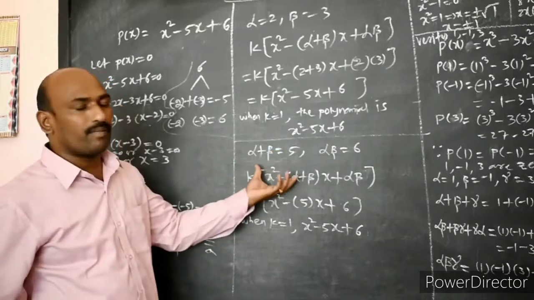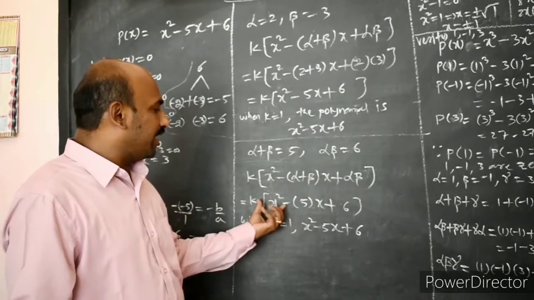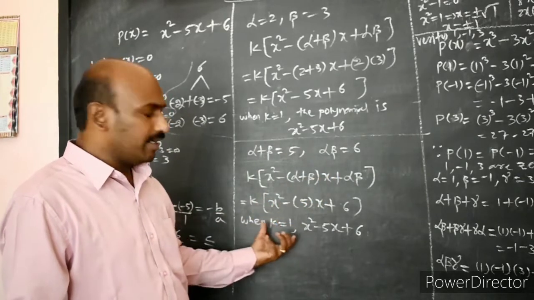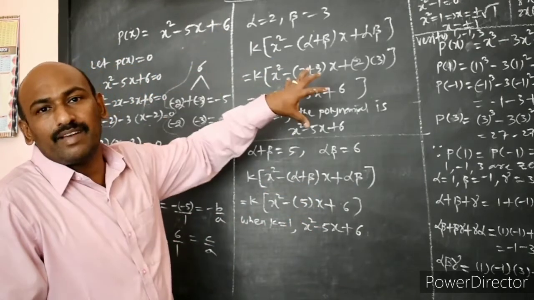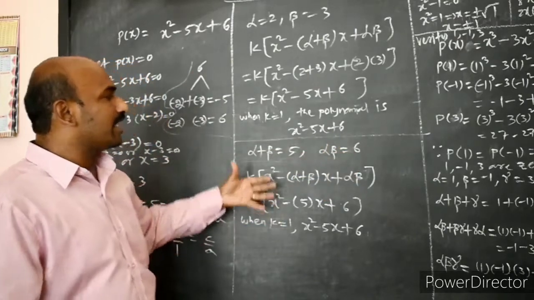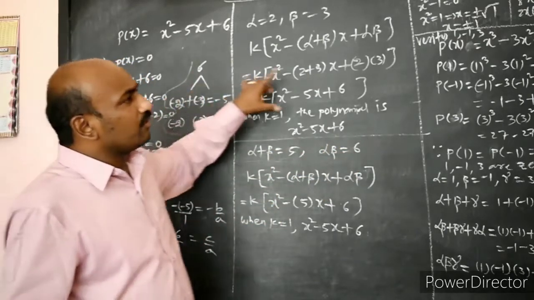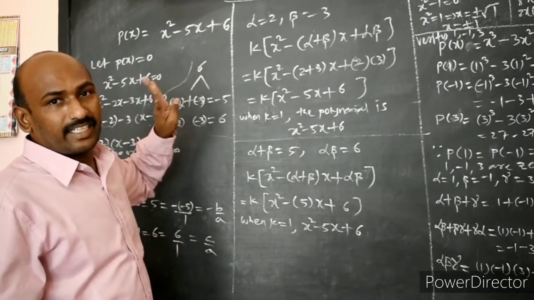By using the same formula, if we replace the sum of zeros and product of the zeros, then we can get a quadratic polynomial. When k equals 1, we get the same polynomial. If zeros are given, we will get the quadratic polynomial. If the sum and product of zeros are given, we will get the same quadratic polynomial. And this quadratic polynomial we can find out in three methods.